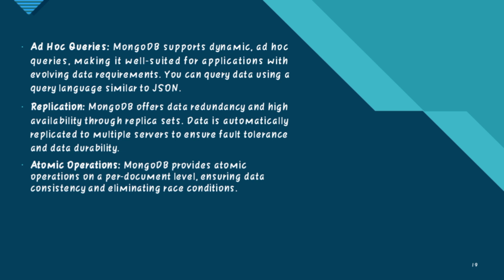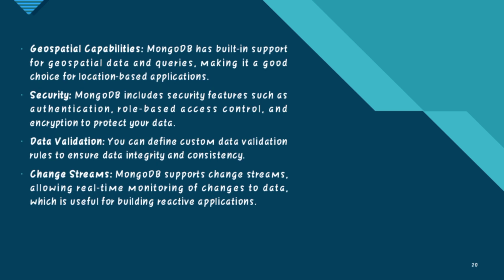Replication. MongoDB offers data redundancy and high availability through replica sets. Data is automatically replicated to multiple servers to ensure fault tolerance and data durability. Atomic operations. MongoDB provides atomic operations at the per-document level, ensuring data consistency and eliminating race conditions. Geospatial capabilities. MongoDB has built-in support for geospatial data and queries, making it a good choice for location-based applications.